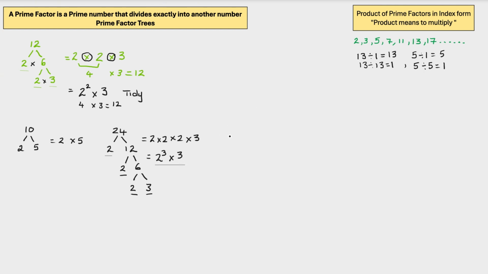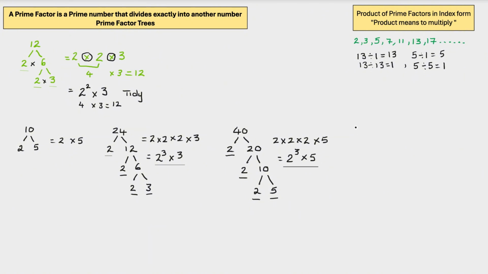Let's do another one. Let's do 40. 2 branches. I'm going to go 2 times 20. Stop there, that's a prime. I'm going to do 2 times 10. Stop there, that's a prime. 2 times 5, and stop there because once again, they're both primes. That's the end of the line. So now I've got 1, 2, 3 twos. 2 times 2 times 2 times 5. That's in product form. And now to go in index form, 1, 2, 3, that's 2 to the power of 3 times 5, which will equal 40. So there we go.